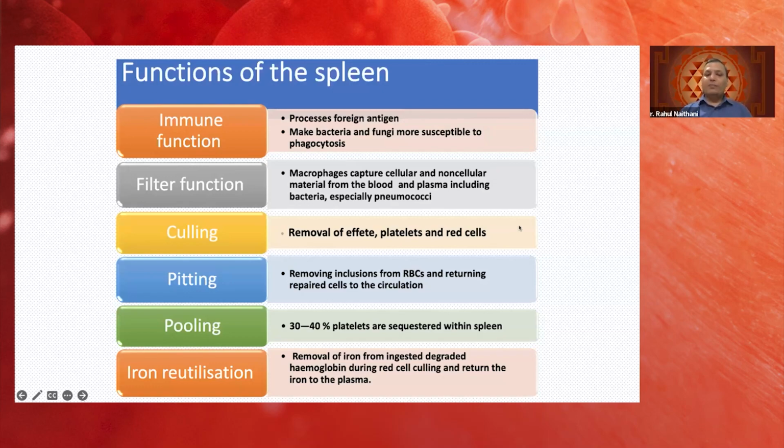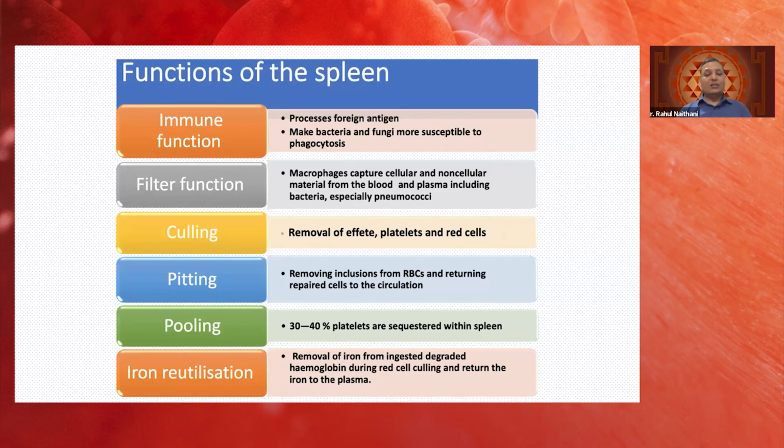The culling effect is very important. Culling basically means the removal of inefficient cells, the old, degenerated, senescent platelets and red blood cells. Then there is pitting, the removal of inclusions from the RBCs and returning repaired cells into the circulation. And that's how sometimes in peripheral blood we see pitted RBCs.